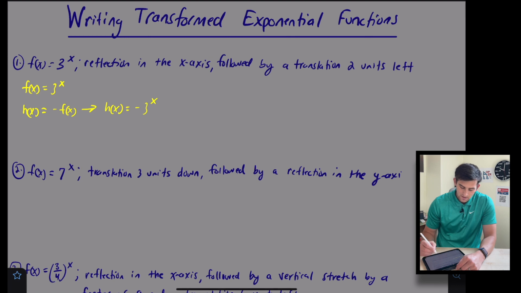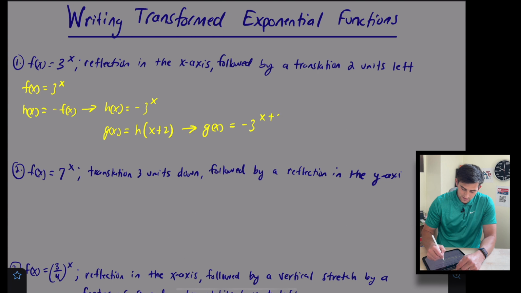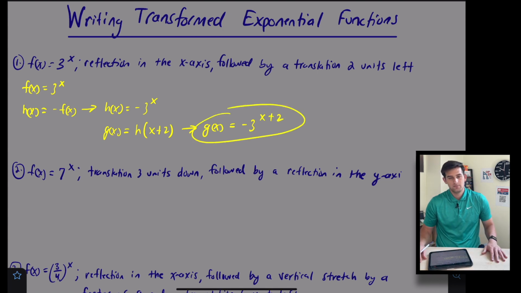Now we're going to translate 2 units to the left. So we'll call this g of x, and we're going to take h, and instead of h of x, we're going to go 2 units to the left, so we're going to add 2 to our x. So the h of x plus 2. All right, so now that gives us g of x is equal to negative 3 to the x plus 2. And that would be our transformed exponential function for number 1.